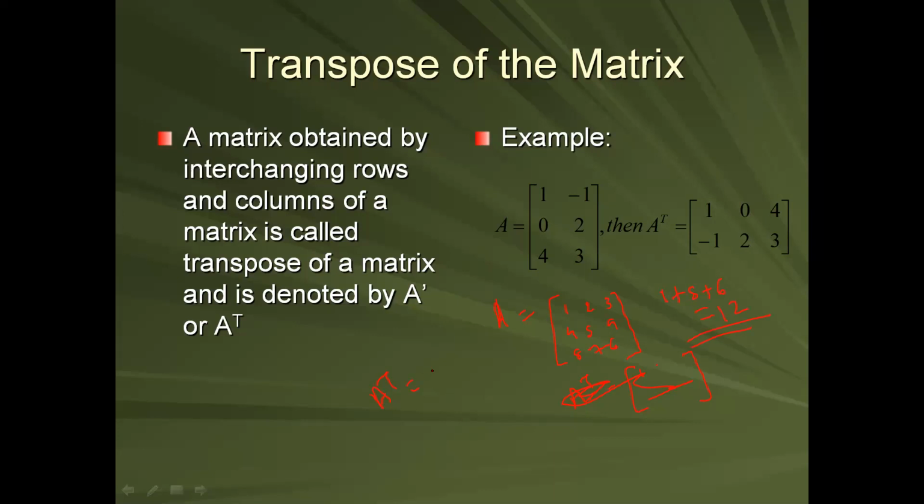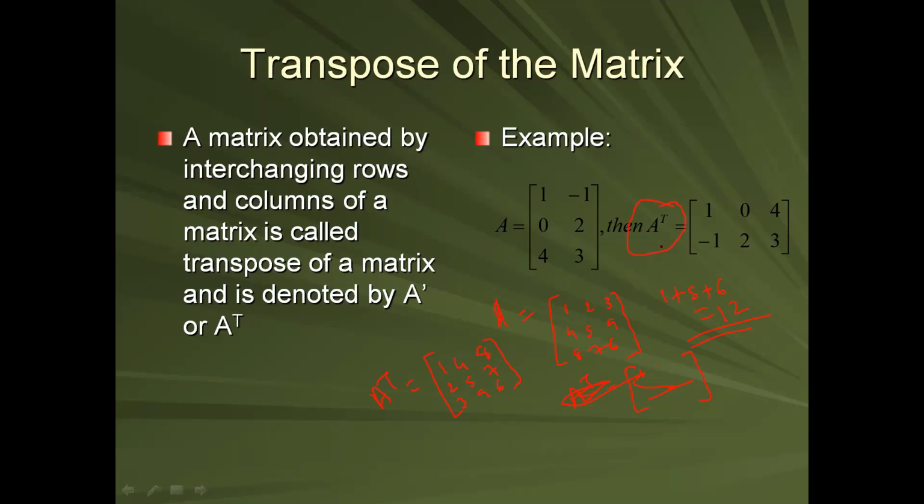Now you give me the transpose. It will be 1, 4, 8. Yes. 2, 5, 7. Yes. 3, 9, 6. Very good. Transpose means interchanging rows and columns. That is the transpose of the matrix, and you can denote it by A transpose.